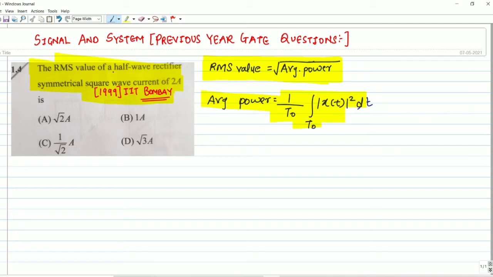Let me first revise the concept of the half wave rectifier. In this question, the input given to the half wave rectifier is a square wave. If you provide a sinusoidal signal as input to a half wave rectifier, what will the half wave rectifier do? Focus on this.